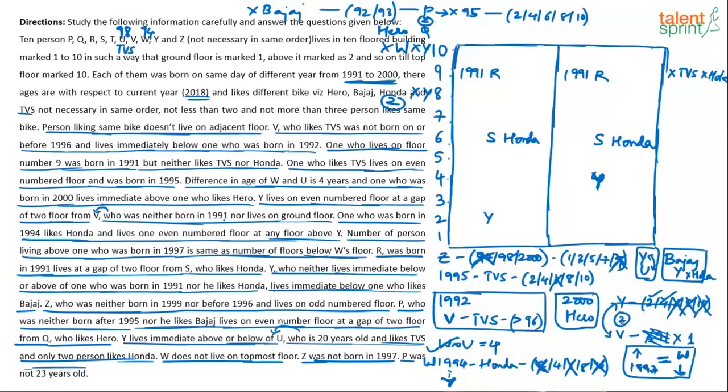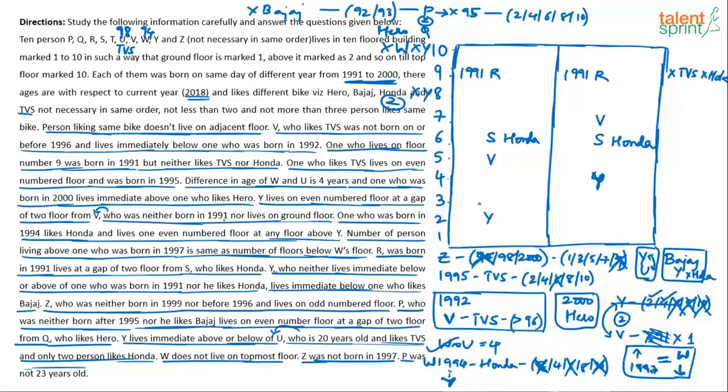Accordingly, put V now. If Y is on 2nd floor, where will V come? 2 floors gap, right? So 3rd floor and 4th floor is gone. V comes on 5th floor. If Y is on 4th floor, where would V come? V can either come on 1st floor, but we know that 1st floor is not allowed for V. So V should then come on 5th and 6th can be gap. V can come on 7th floor. Yes or no? There should be a gap of 2 floors.